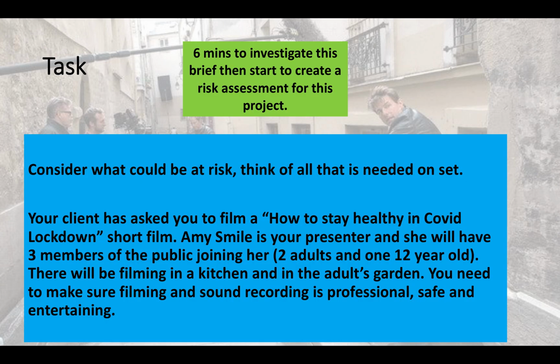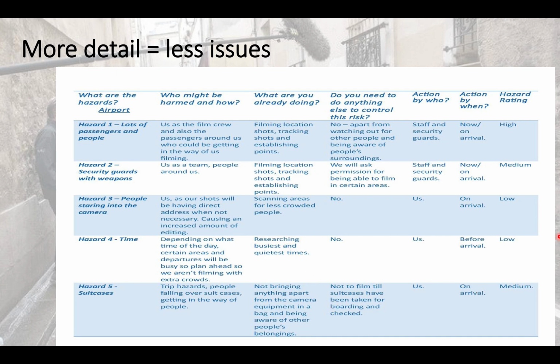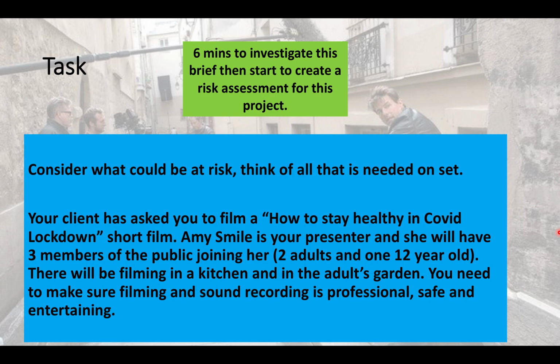So, this is the first task I'd like you to do. You probably need about 6 minutes to read through this brief and make notes. And then I'd like you to spend about 15 to 20 minutes making a risk assessment. So to do this, you could just use Google Docs or Word, create a table, and that table can be whatever you want it to look like, as long as all of those things are covered. Okay, so here is your brief.